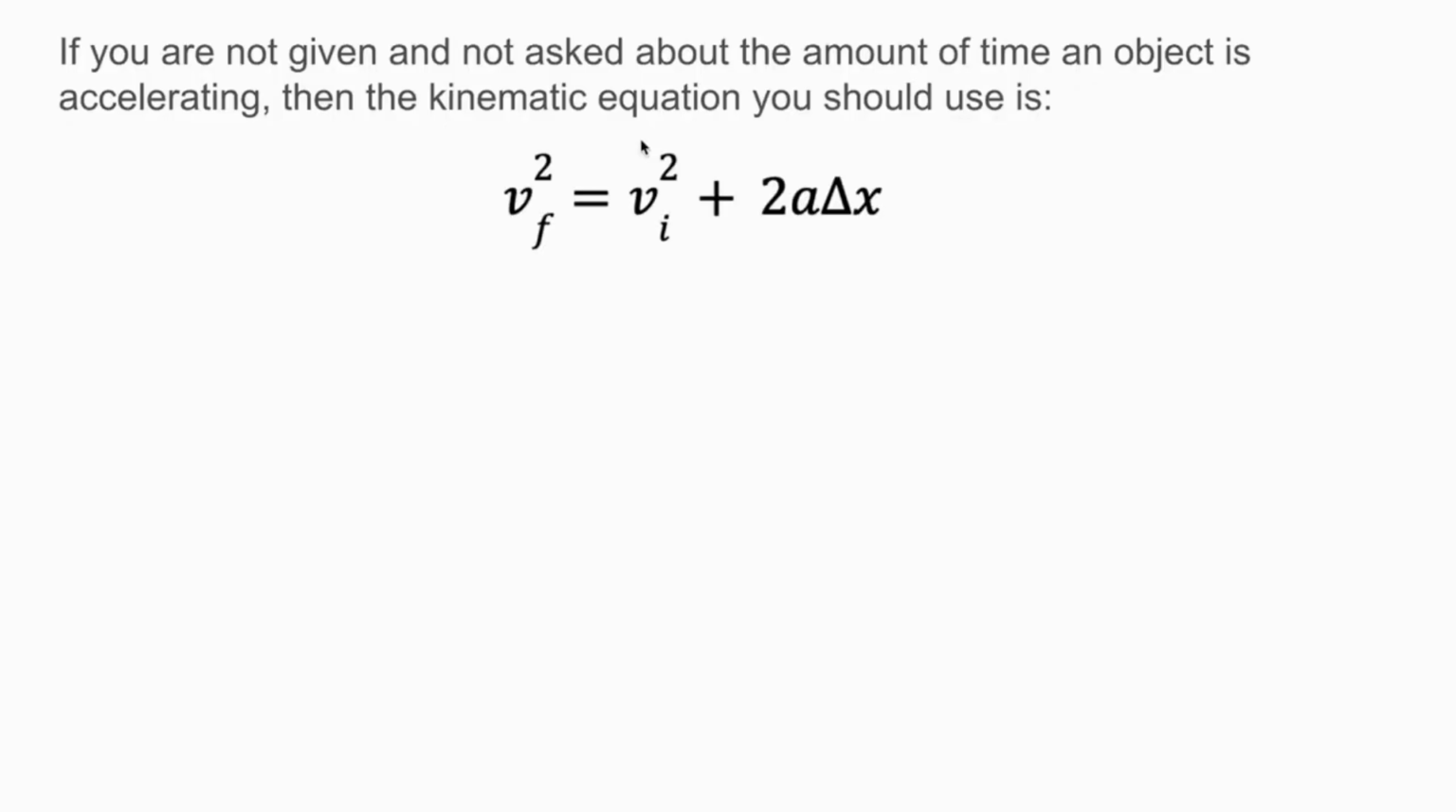Okay, let's just say I'm given a problem where they don't tell me how long the object's been traveling, and they don't ask me how long the object's been traveling. In that case, this is my go-to kinematics equation. It's the one that doesn't involve time. I take the final velocity squared and set it equal to the initial velocity squared plus 2 times the acceleration times the displacement of the object.